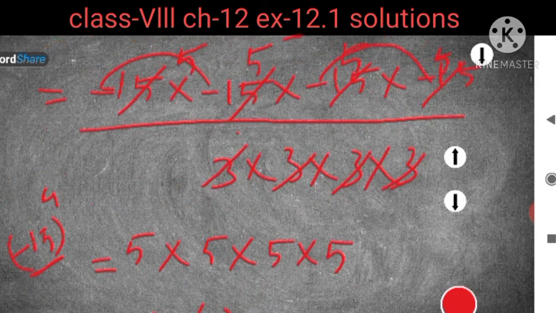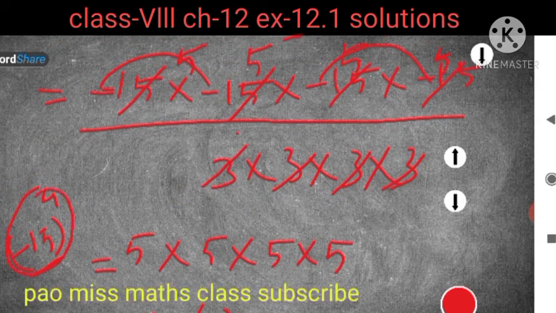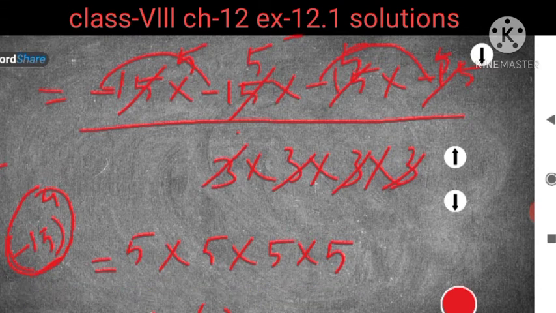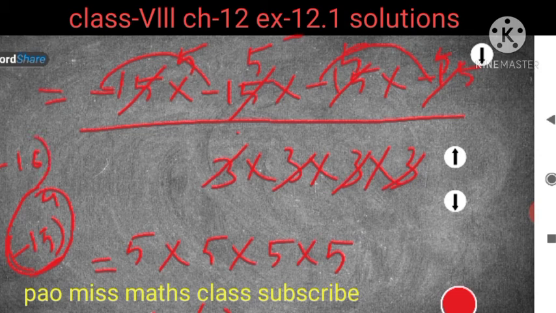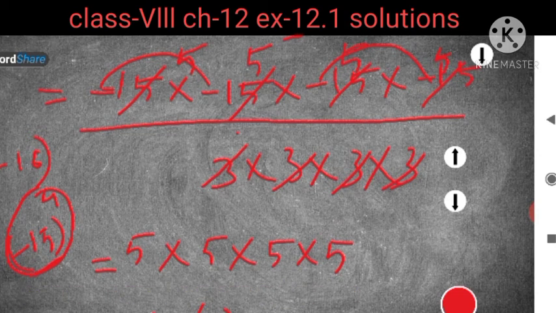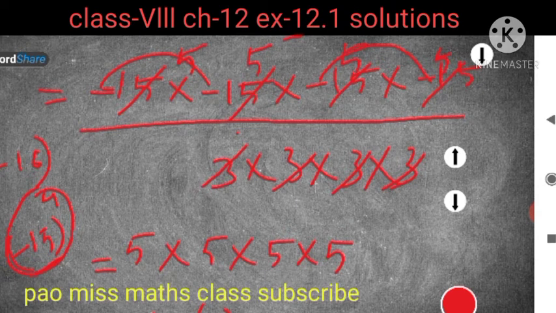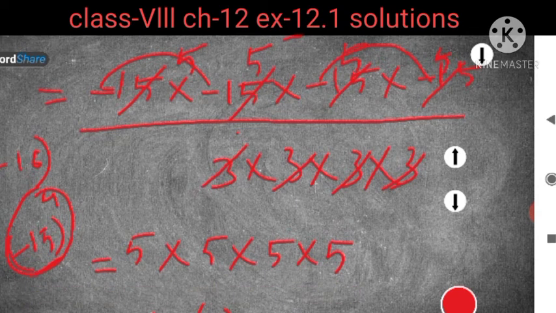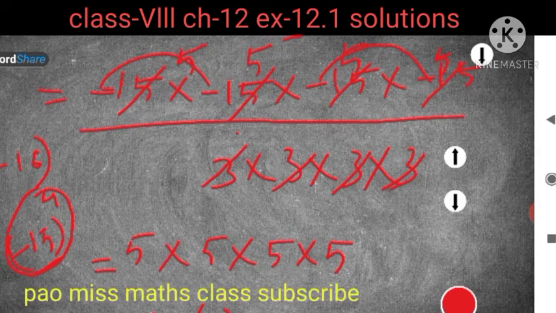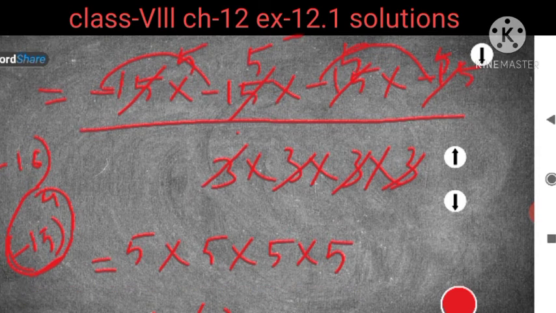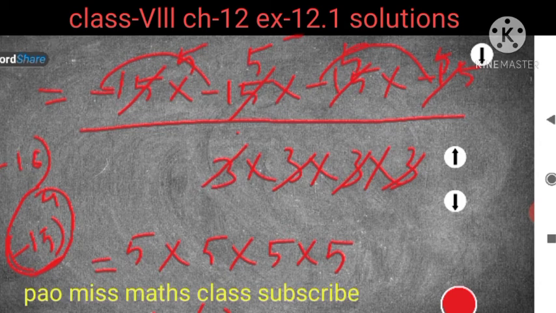Hope you have understood. So again I'm telling you, for any negative value, if the power is an even number, then it will become a positive value. Okay, if you evaluate that value, you will get a positive number. So here minus 15, minus 15, minus 15, minus 15 will become a positive number. Okay, now come to the next question.